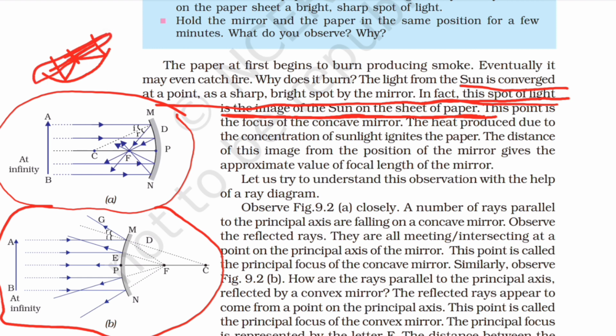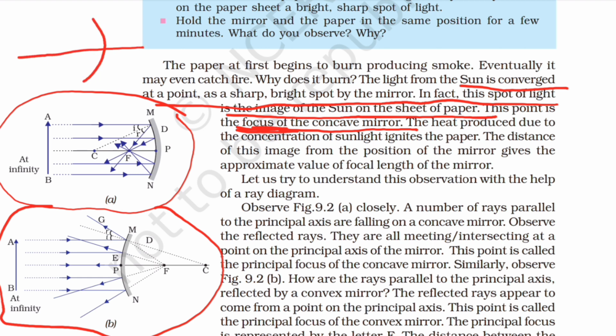So this point is the focus of the concave mirror, where all the radiation falls on a particular point. This is known as the focus. This is a very, very important word: focus of a concave mirror. I will draw one diagram. This is the center of curvature, this is P. All the radiation from the sun passes through one path. It is called the focus.